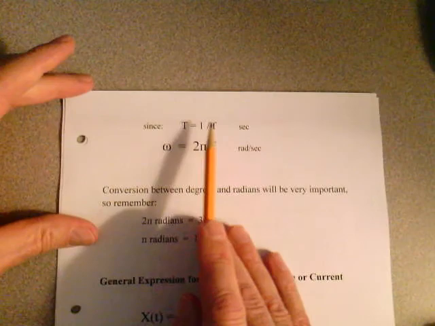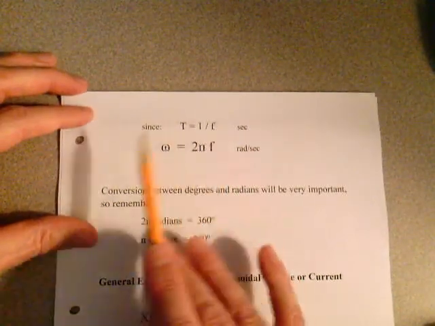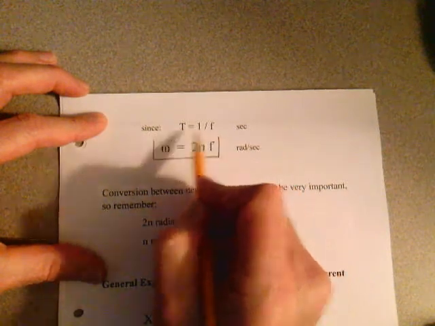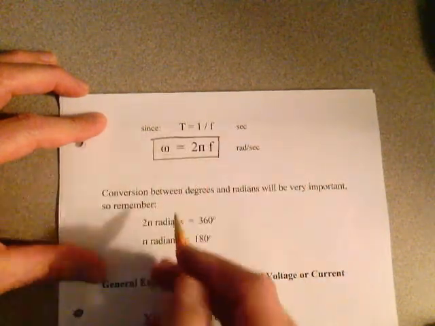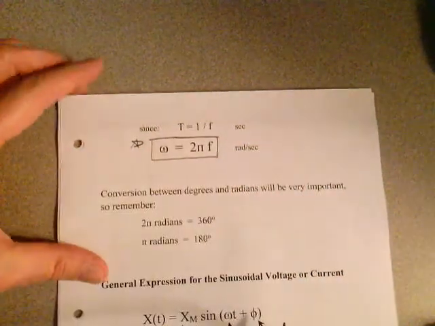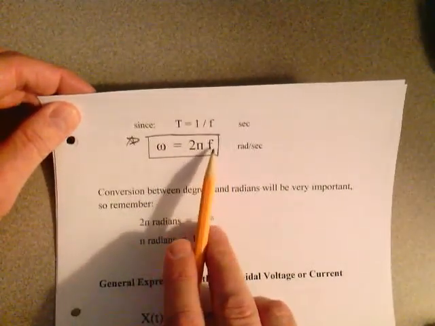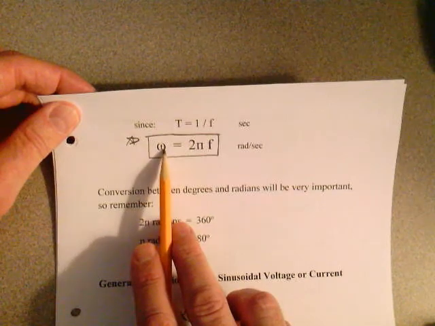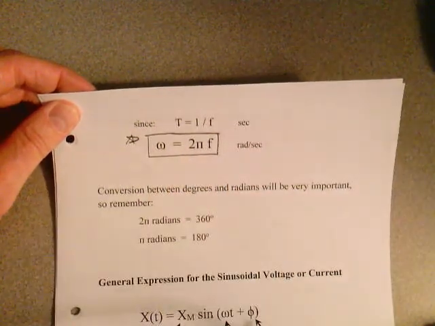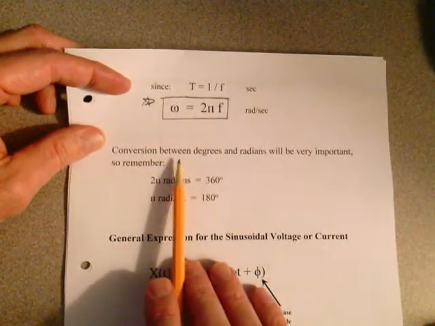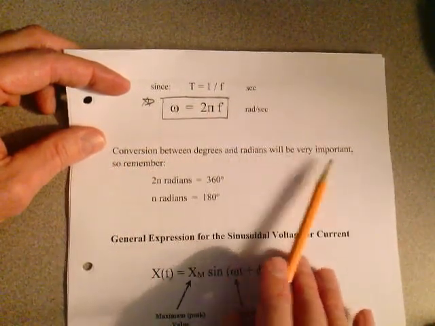Since the period is 1 over f, we make the substitution, and this is the most important equation right here. I want you to circle that or put a rectangle around it. Angular velocity is equal to 2 pi f. You take 6.28 times the frequency, and you're going to get what the angular velocity is in radians per second. Keep in mind as we go through this that the conversion between degrees and radians will be very important.